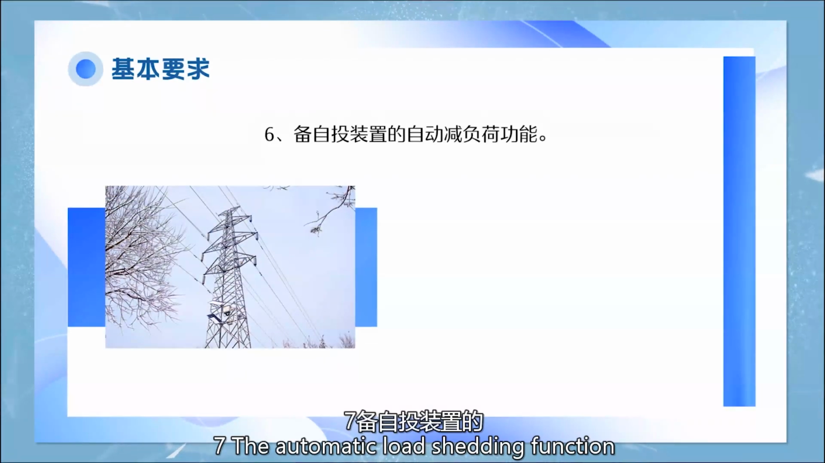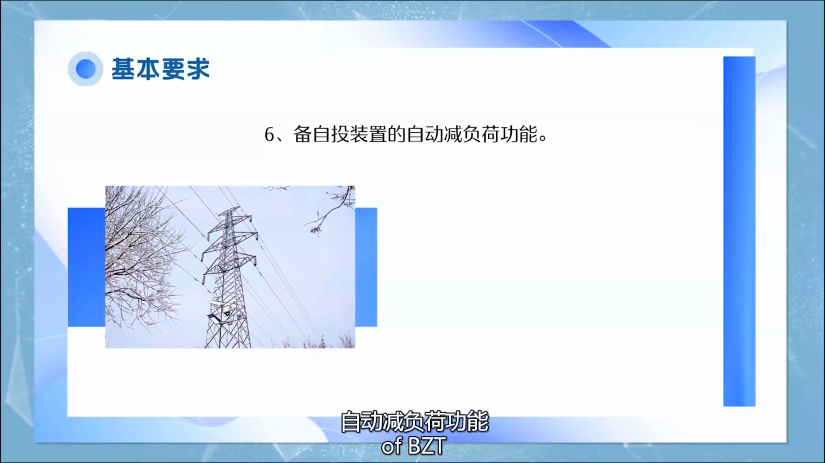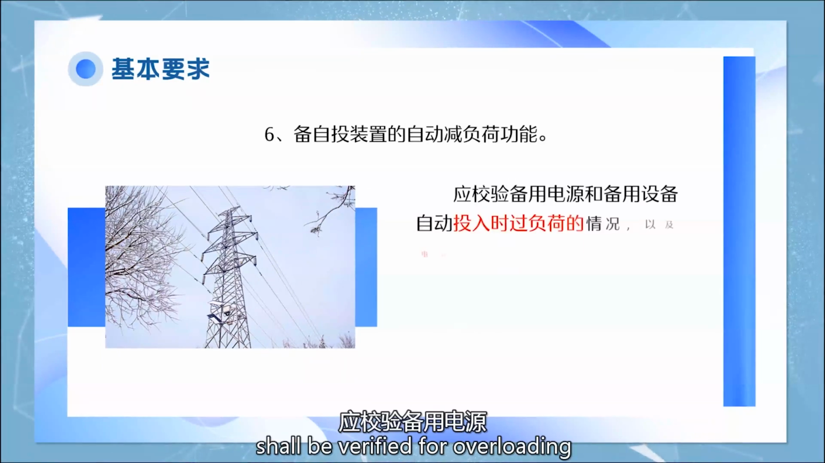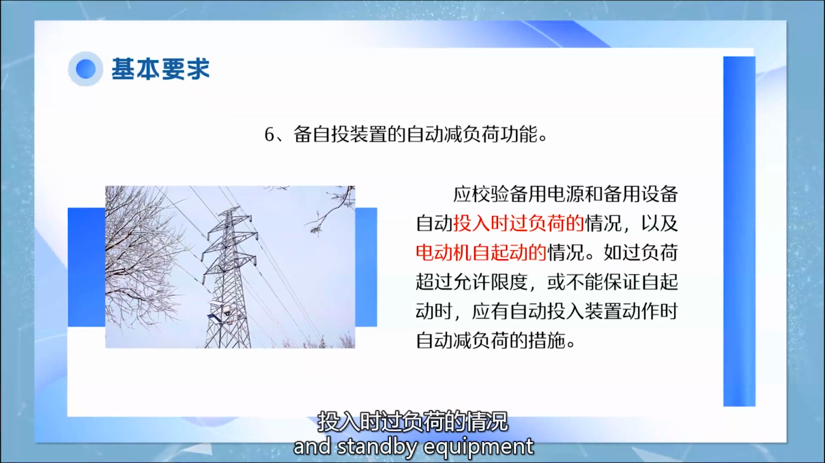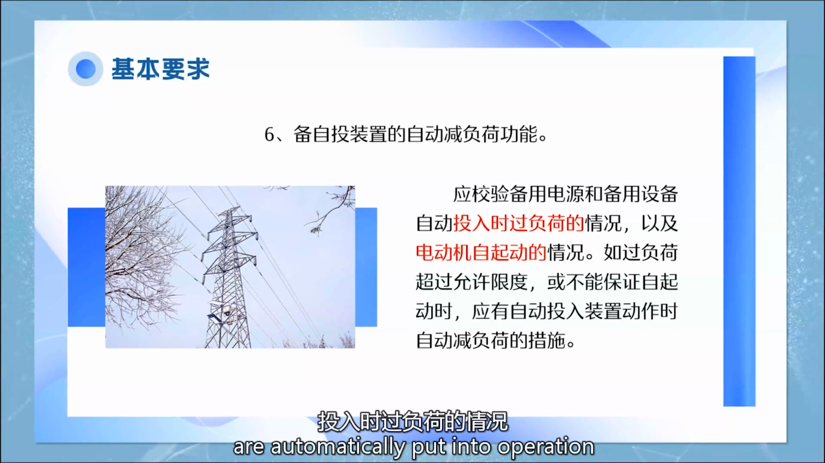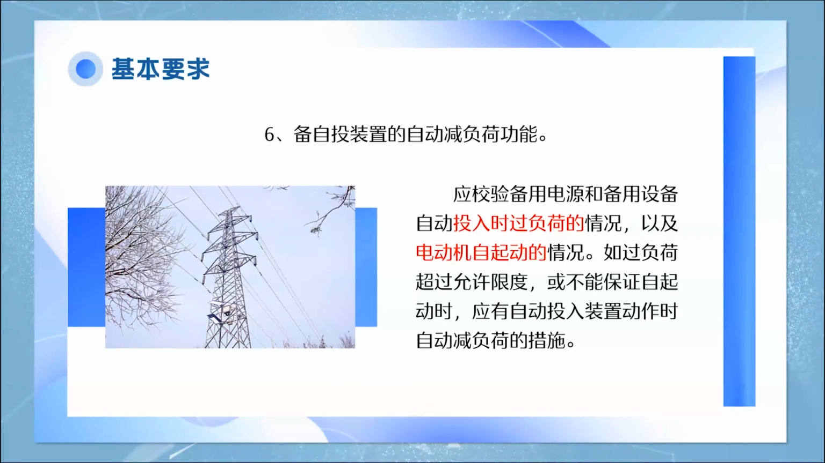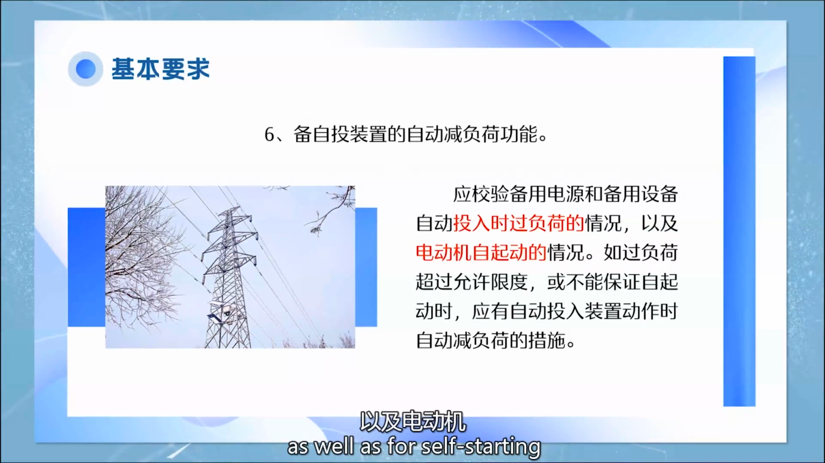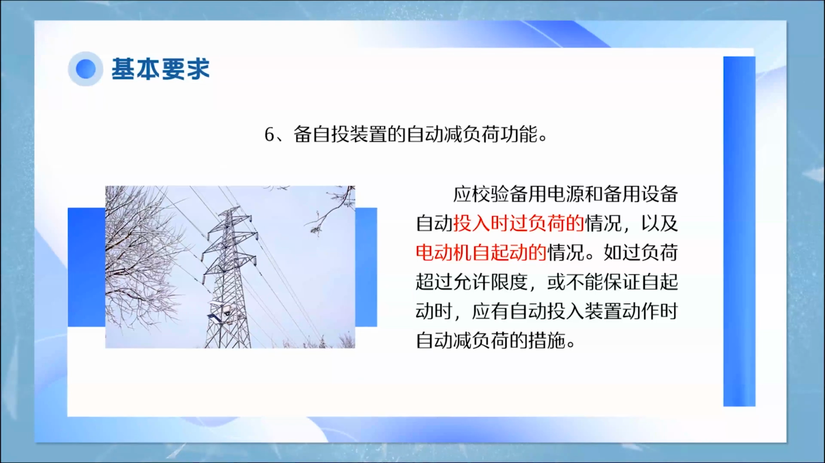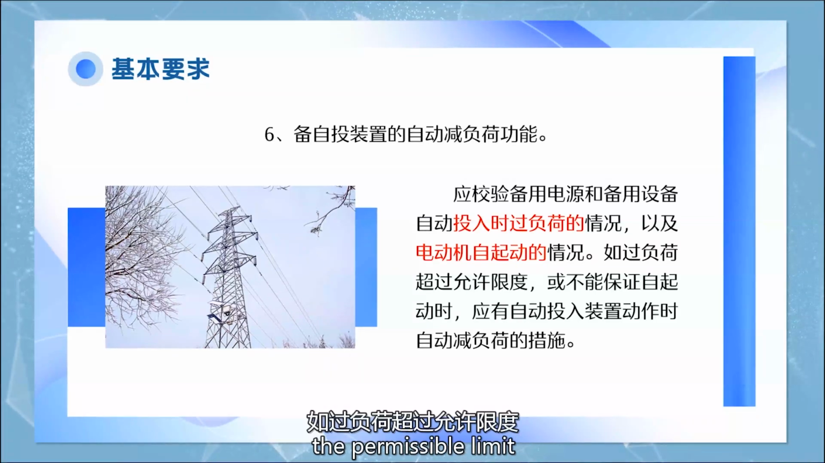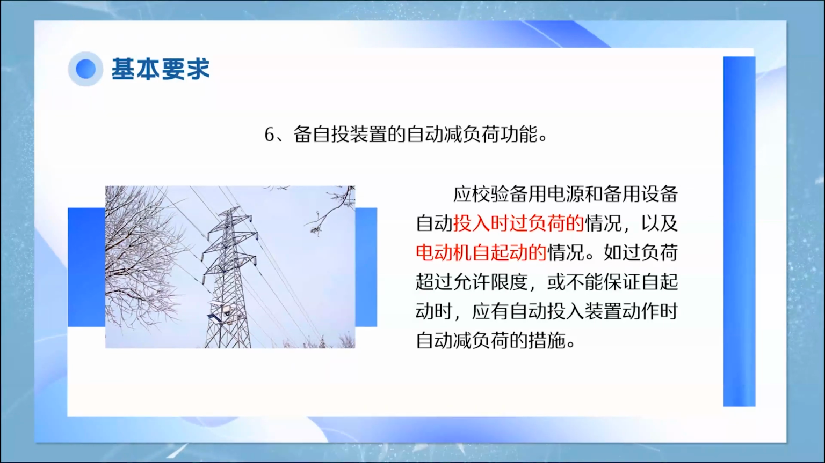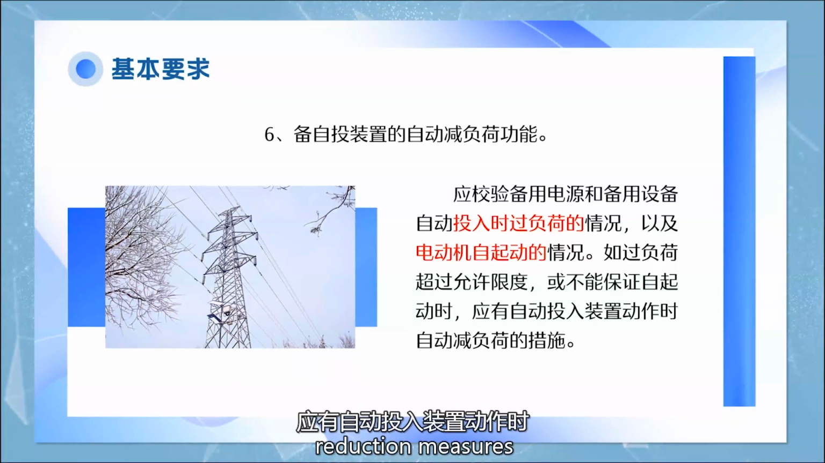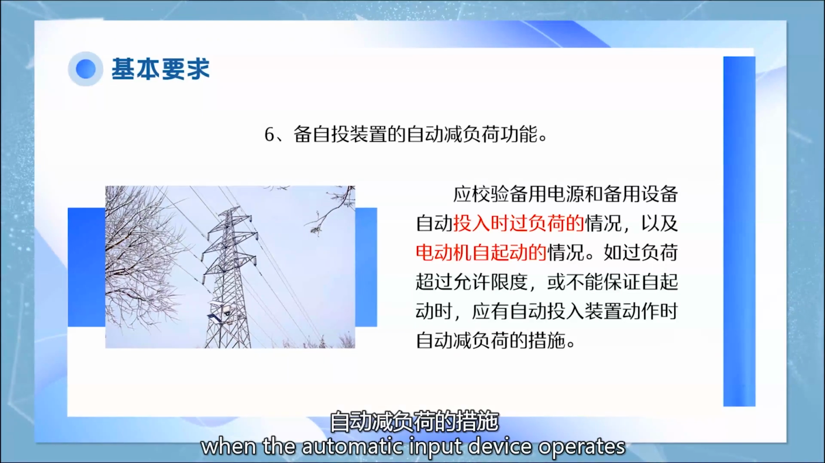7. The automatic load-shedding function of the BZT shall be verified for overloading when the standby power supply and standby equipment are automatically put into operation, as well as for self-starting of motors. If the overload exceeds the permissible limit or cannot guarantee the self-starting, there should be automatic load reduction measures when the automatic input device operates.